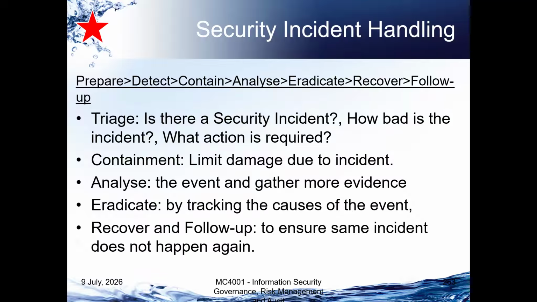Then you recover and follow up, and in that section, you try and do some changes and make sure that the same incident does not happen again. So the whole idea is to prevent it from happening again. Recover and follow up to ensure the same incident does not happen again. Any questions?